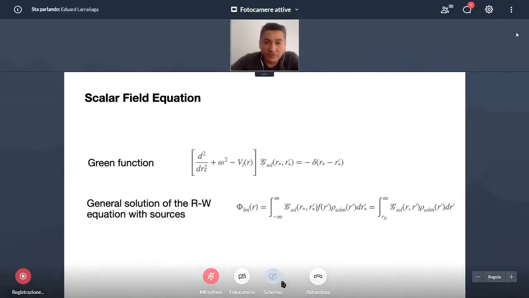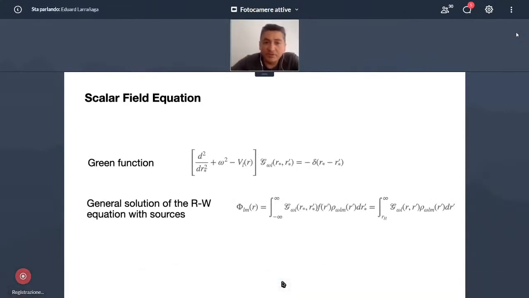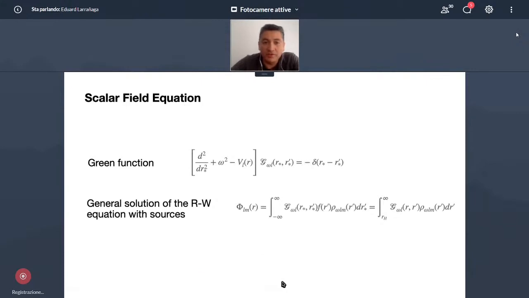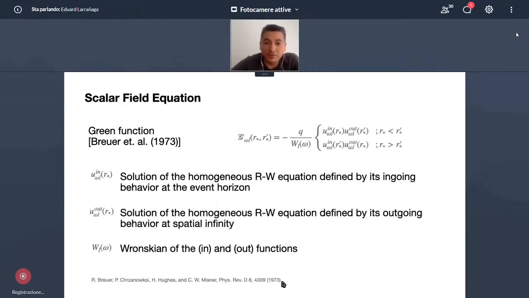The solution of this equation is formally obtained by using the Green function method. Denoting G the Green function, the general solution of the equation with source is given by its integral with the density coefficients, which can be written in terms of the tortoise coordinate or in terms of the original radial coordinate. The Green function can be written following the work of Breuer et al.